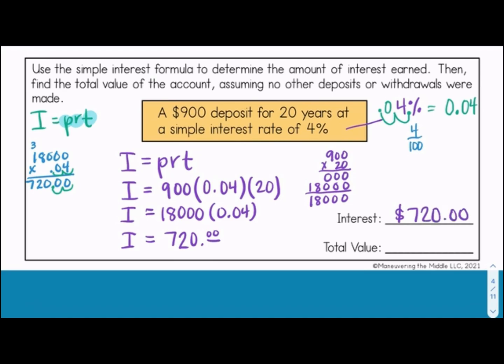If I wanted to find my total value, remember we put that $900 deposit in, and it earned $720 in interest. So to find out the total at the end of 20 years, or our total value, we're going to need to add those 2 numbers together. I can add 900 plus $720, and I'll get $1,620. That would be my total value, and that represents the value of the account after that period of time, including the interest. Okay, great work.